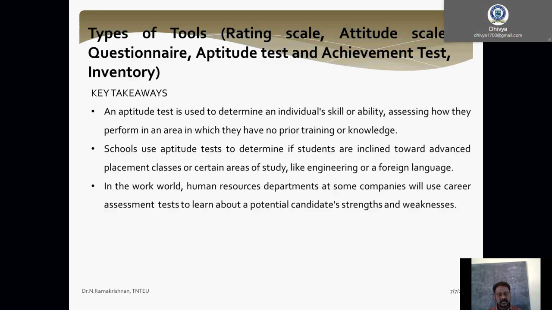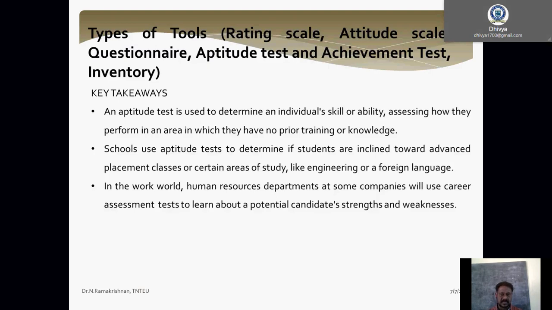Schools use aptitude tests to determine if students are inclined toward advanced placement classes or certain areas of study like engineering or foreign language. If you want to go to a foreign country, the United Kingdom, UK or US, there are exams being conducted, the TOEFL and IELTS exams, to test your English language fluency and other communication skills.